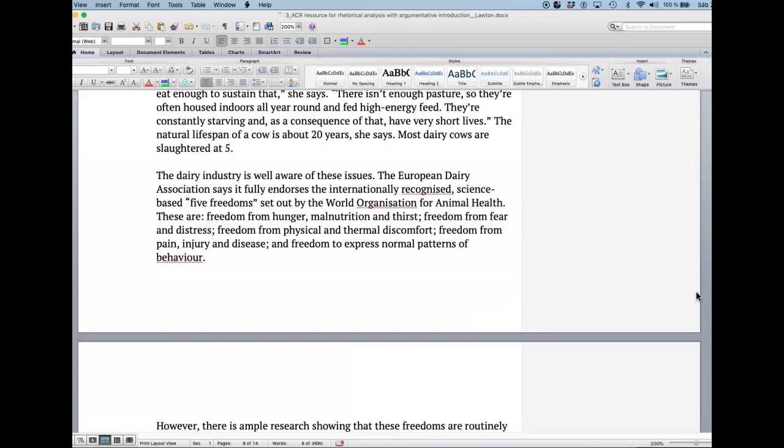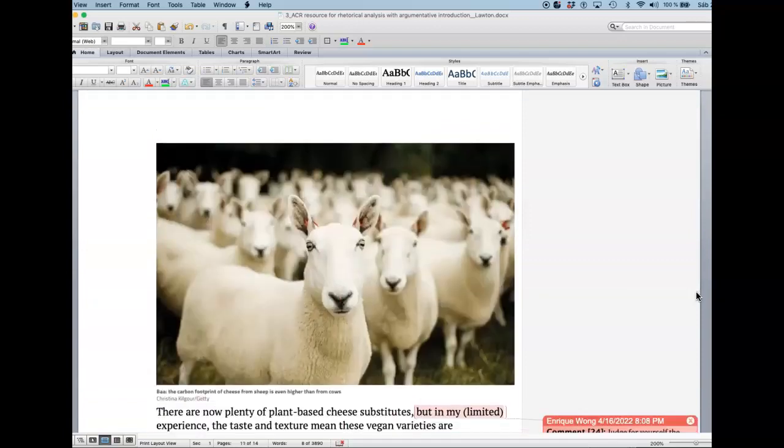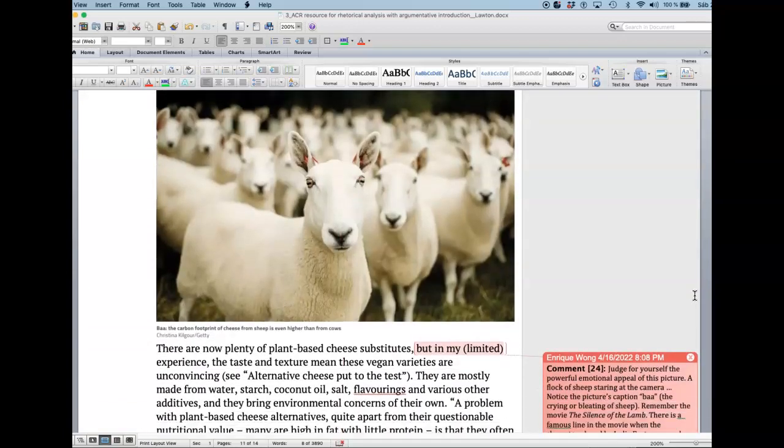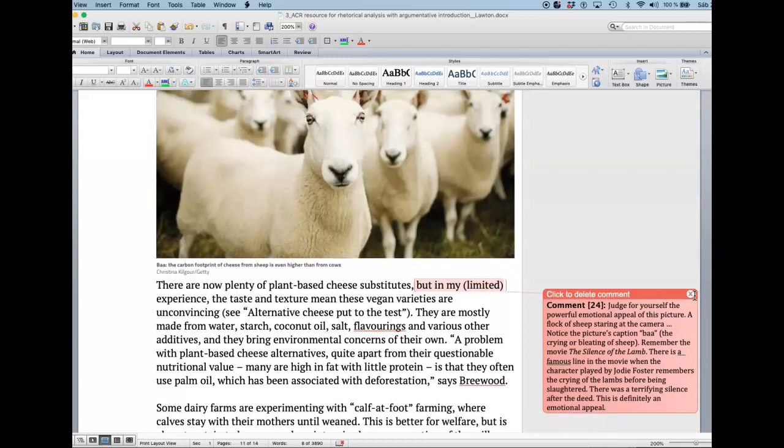And for example, I want to get to this picture here because it's an incredible picture. This is The Silence of the Lambs. You can judge for yourself the emotional appeal of this picture. A flock of sheep staring at the camera, the bleating of a sheep, and then if you remember the movie The Silence of the Lambs, there is a famous line in the movie when the character played by Jodie Foster remembers the crying of the lambs before being slaughtered. She says there was a terrifying silence after the deed, after they had been slaughtered. And so this is a way to appeal to the reader. This is animal cruelty. We should stop doing this.